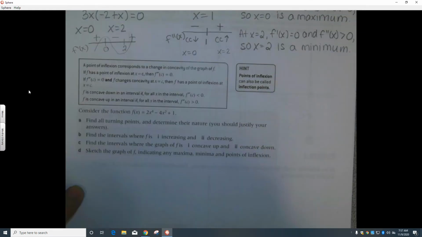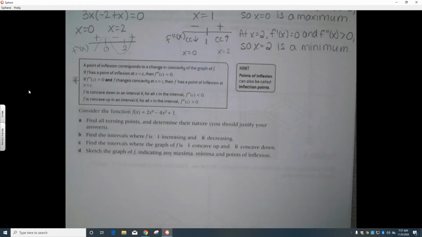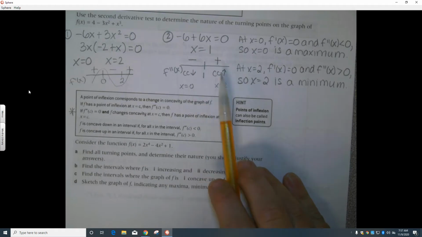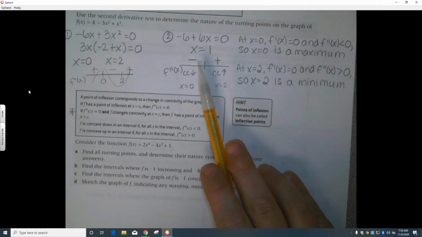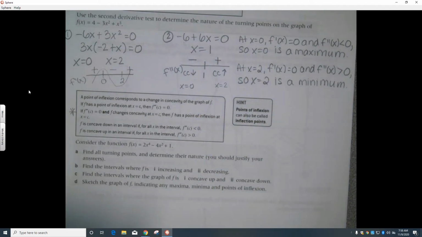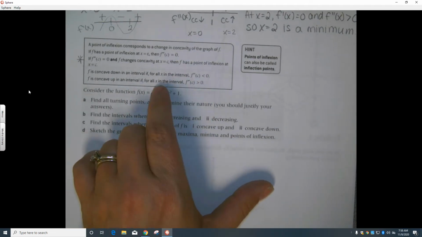So here's our statement that we want to make sure we look at and pay attention to. If the second derivative is 0 and f changes concavity, then f has a point of inflection. That means when we're doing something like one of these sign charts, we have to make sure it actually changes signs from negative to positive or positive to negative. There are some instances where that won't happen. f is considered concave down when the second derivative is negative, and concave up when the second derivative is positive, which we already talked about.